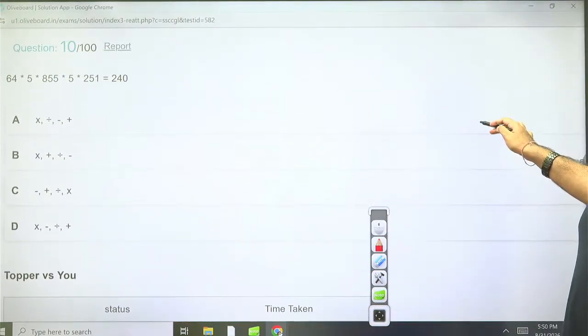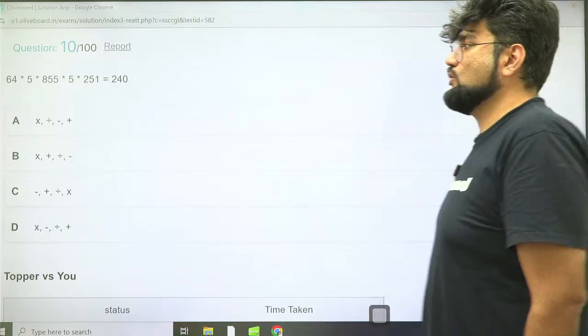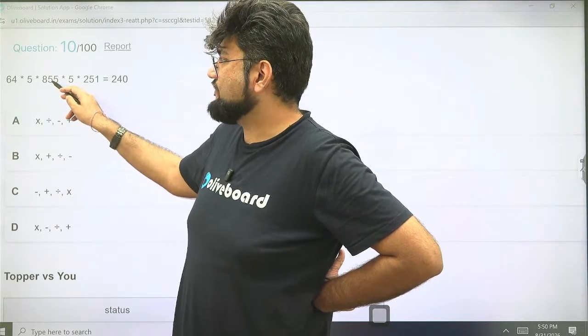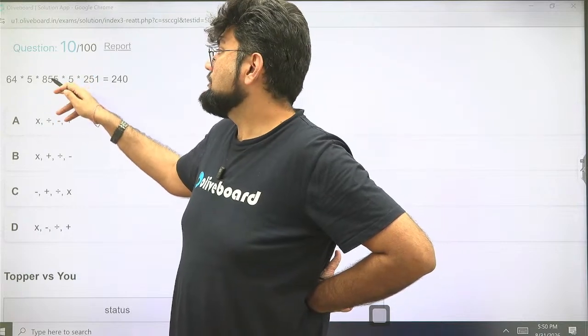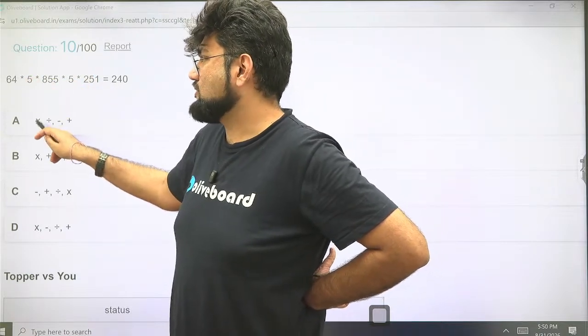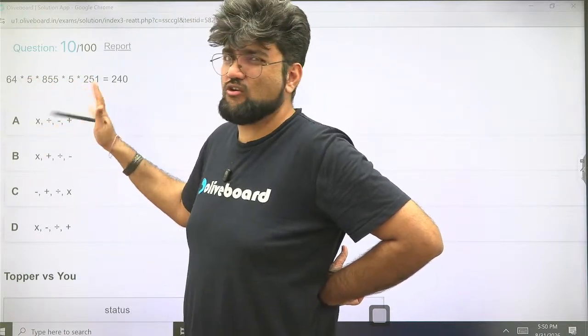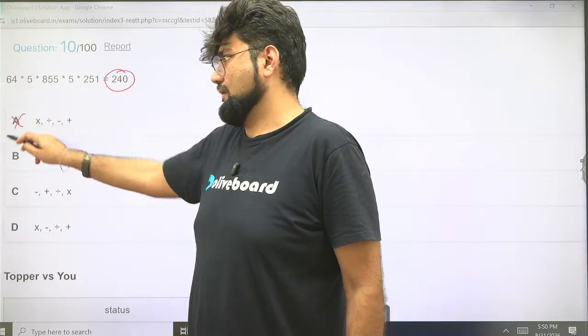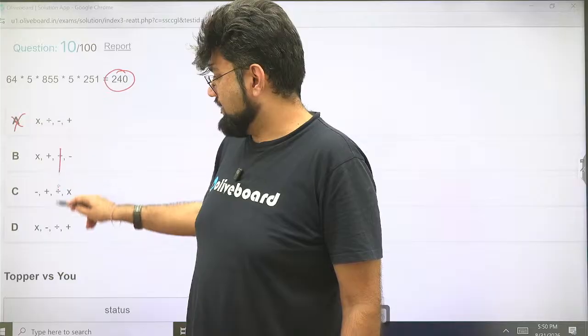Okay, correct placement. These questions were easier today. See, division is here. 5 divided by 855 is going to be a big fraction. And then cancellation is also not possible because of this multiplication sign here. So it is not going to yield anything apart from a fraction. We need 240 here, so this is definitely not my answer.